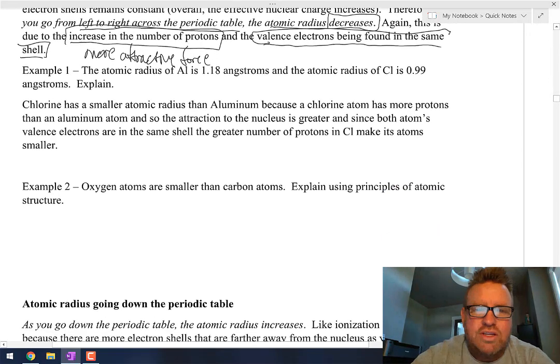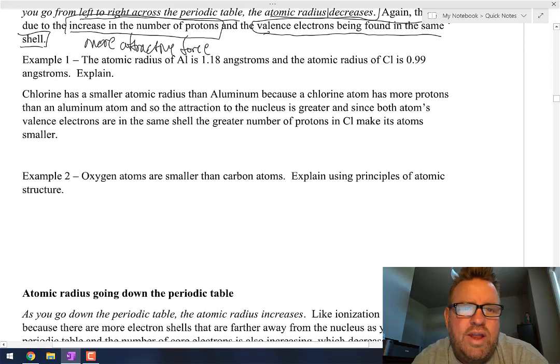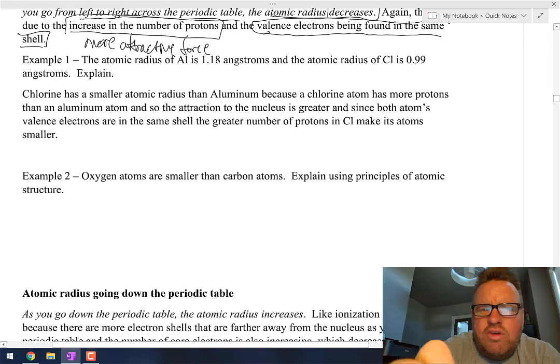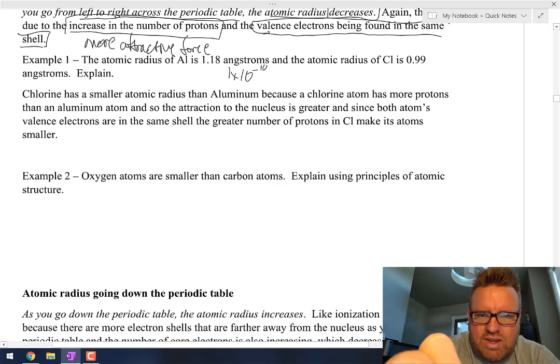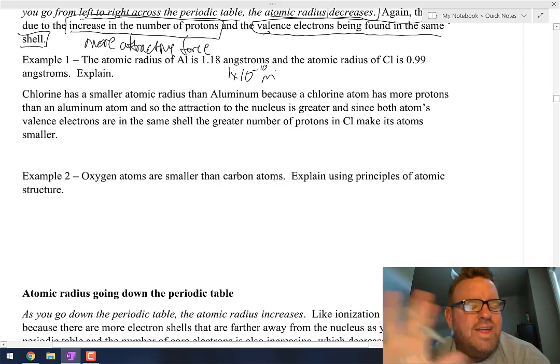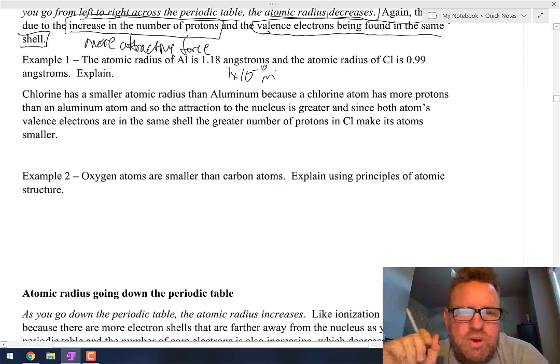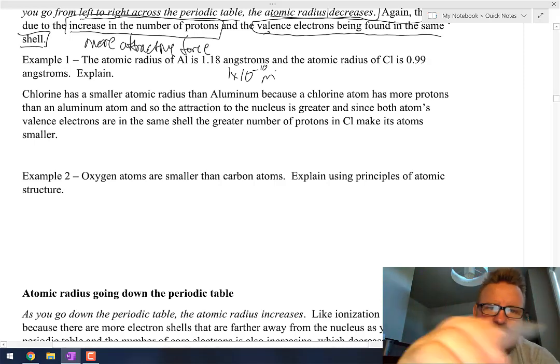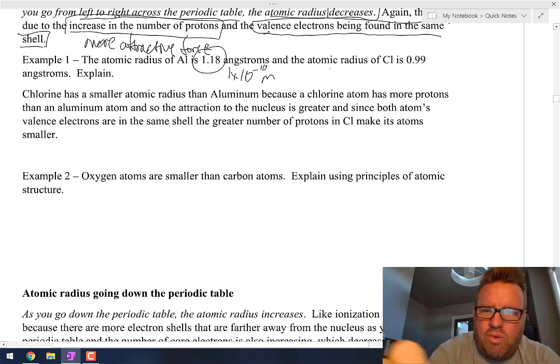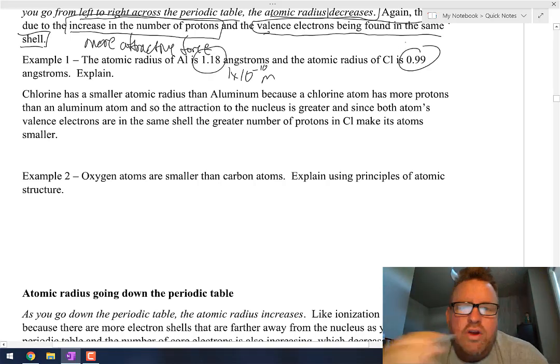Okay, let's look at an example of this. The atomic radius of Al is 1.18 angstroms. I don't know what angstrom is. Who cares? It actually means 1 times 10 to the negative 10th meters. But again, that doesn't matter. Don't let things like that trip you up. All that you're noticing is that the atomic radius of aluminum is 1.18, chlorine's 0.99. All you're noticing is that chlorine is smaller than aluminum.